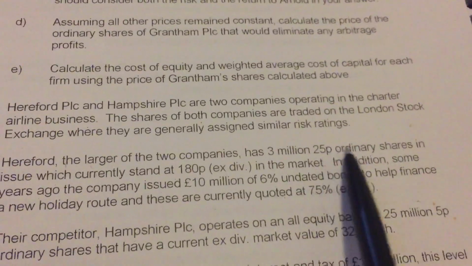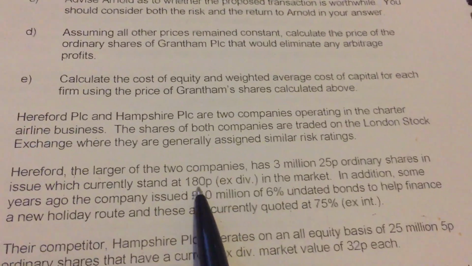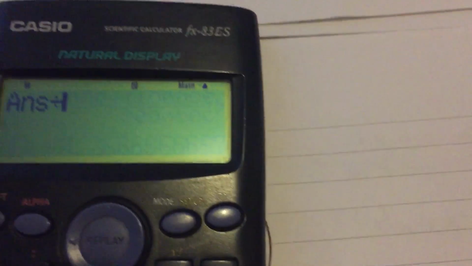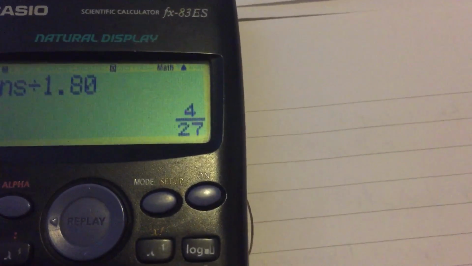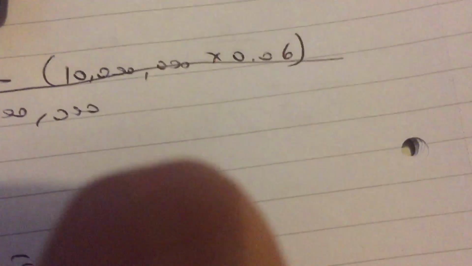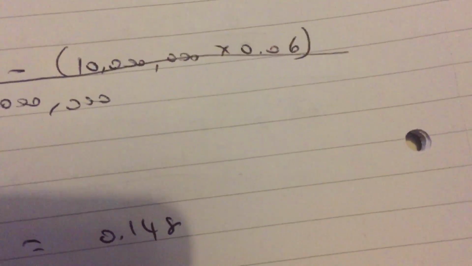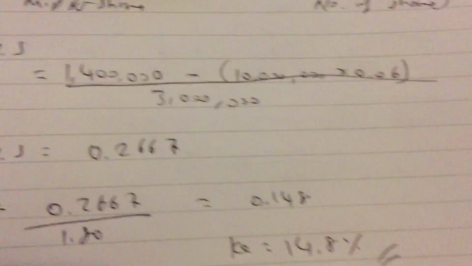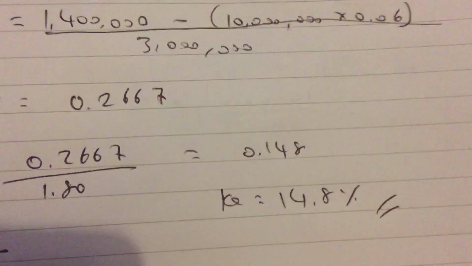We know our cost of equity equals dividends per share, 0.2667, divided by market price per share. They've told us Hereford has 3 million ordinary shares with a market price of £1.80. So 0.2667 divided by £1.80 equals 0.148. So our cost of equity equals 14.8%.